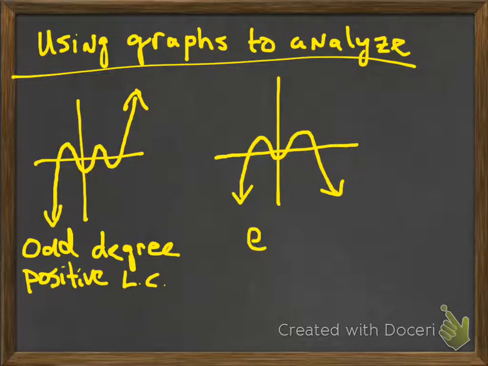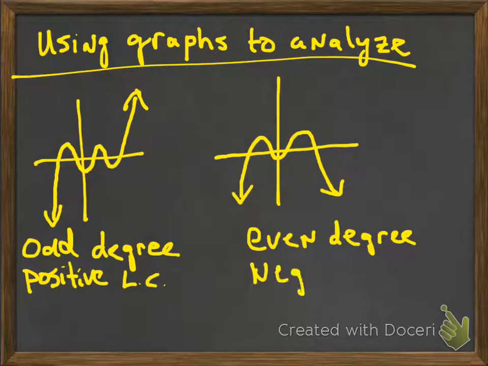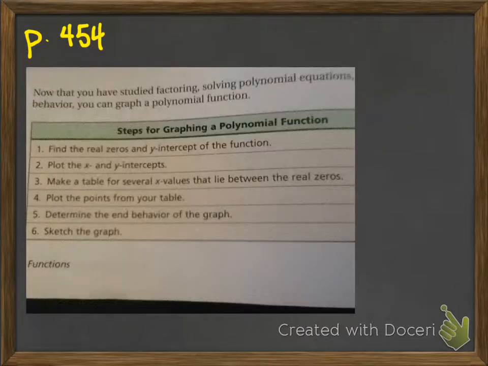Here they're both going in the same direction on the second graph, so that's an even degree. And then from there, since they're both going down towards negative infinity, that would tell you it has a negative leading coefficient. And that's pretty much it for the analyzing.